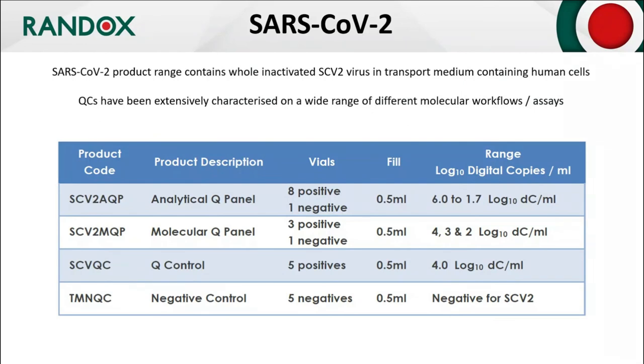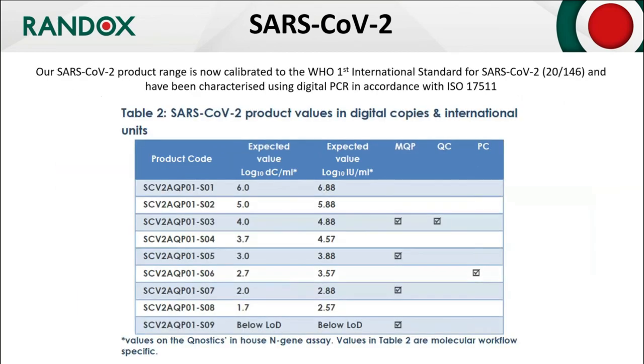And obviously, as there's been issues with different stock levels for different assay manufacturers, lots of different assays have been implemented across the pandemic and throughout the pandemic. It's been very important for that too. Molecular Q panel, again, a low level, a medium level, a high level, and a negative. The run control, the Q control, 5 positives, 0.5 mil, each at a 10,000 copies per mil concentration, and then a negative should it be required by your lab.